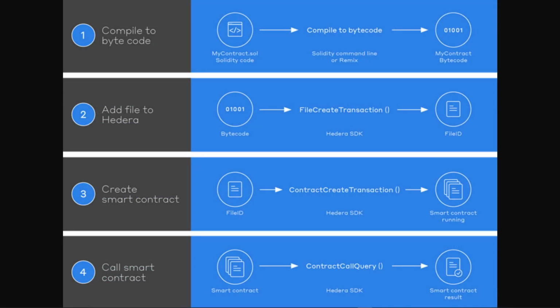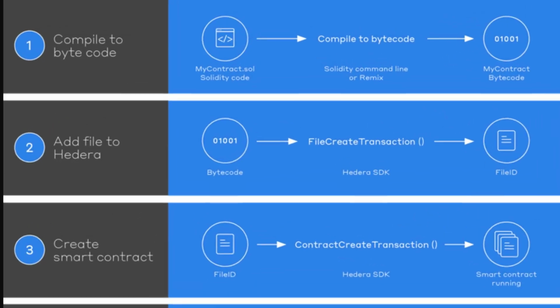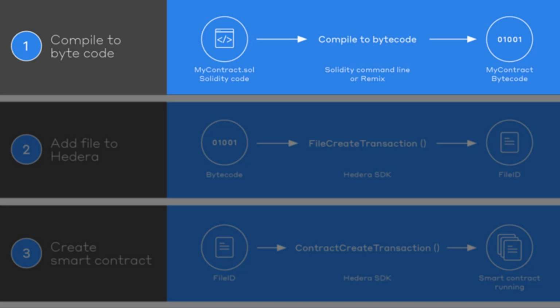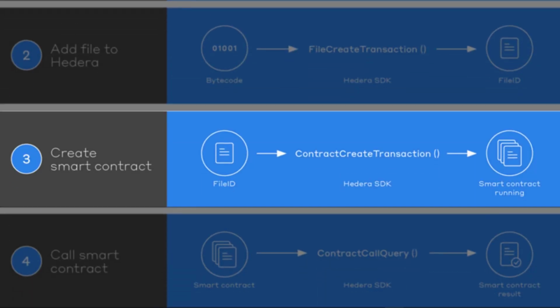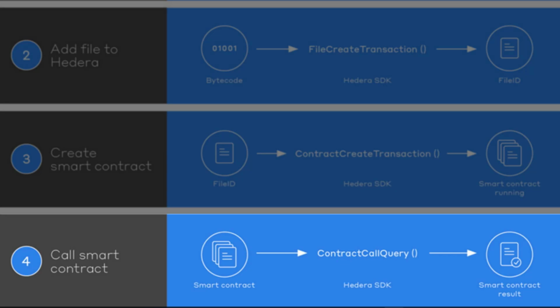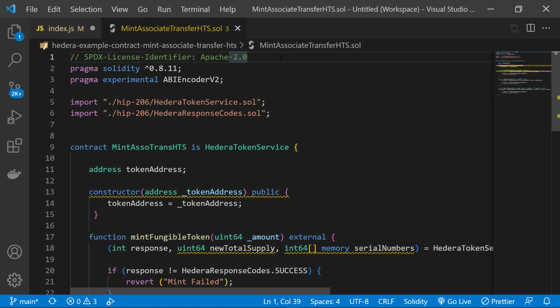Now, in the last video, you saw that you deploy smart contracts on Hedera in 4 steps, where you write the contract in Solidity and compile it into bytecode. You add the bytecode file to Hedera, then create the smart contract on Hedera, and call it or query it to interact with it. Let's start by looking at the contract in Solidity.